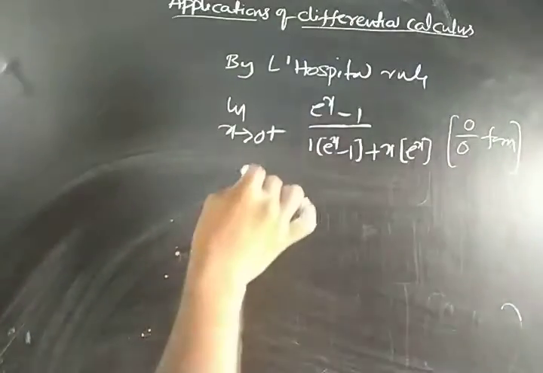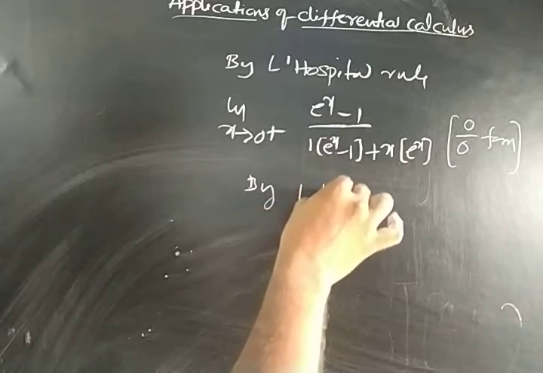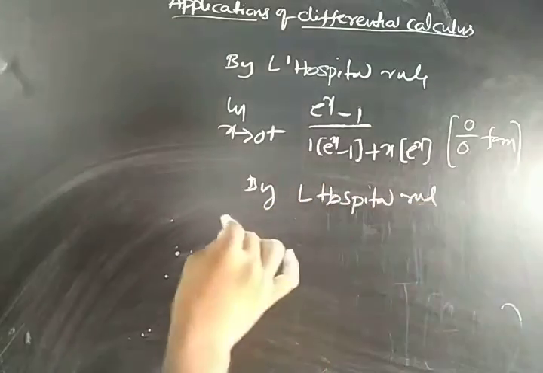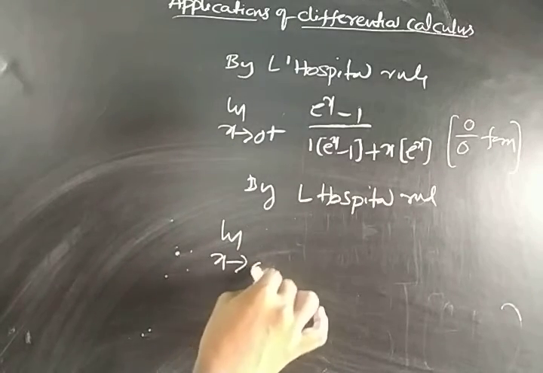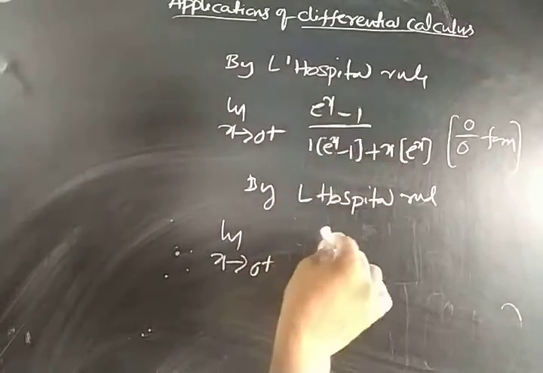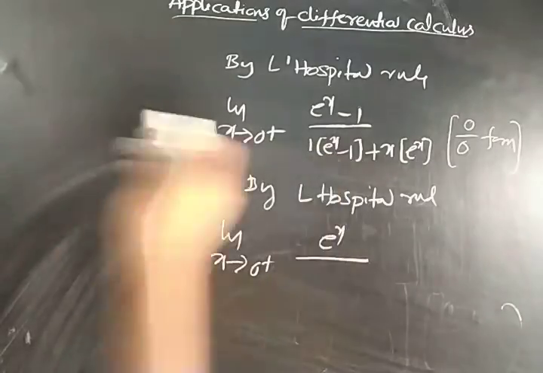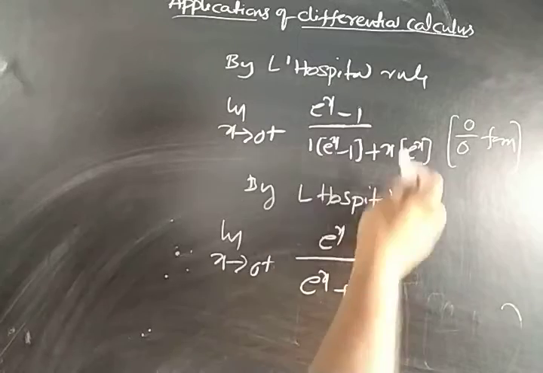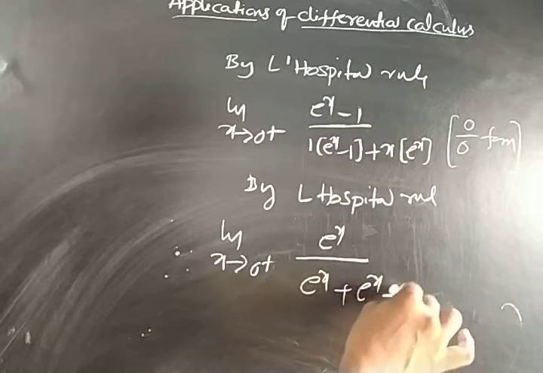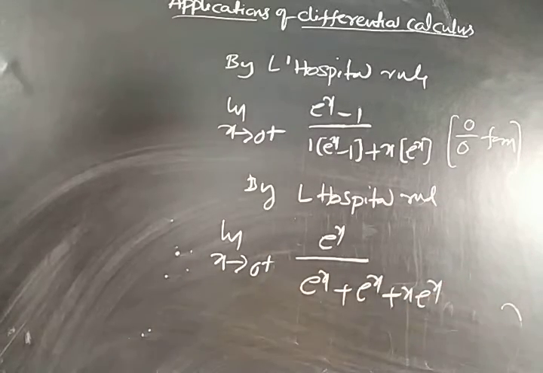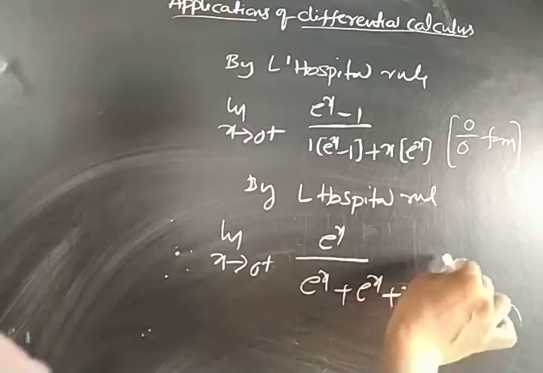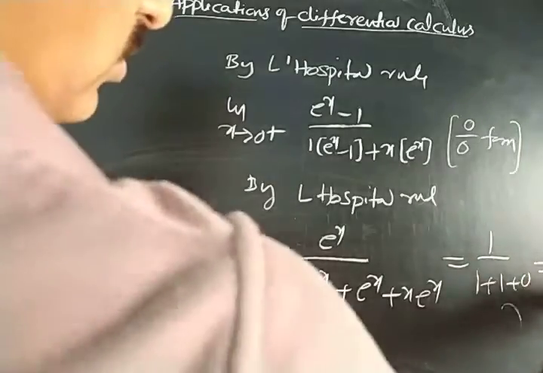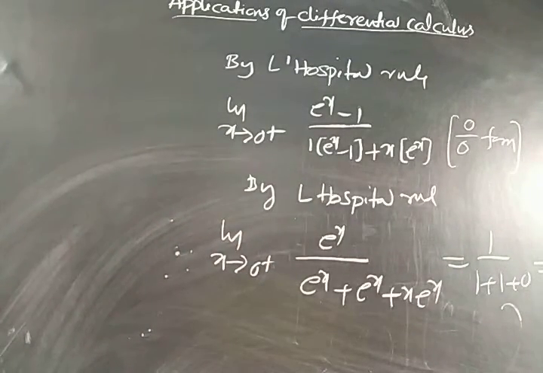0 by 0 again by L'Hospital rule. By L'Hospital rule, limit x tends to 0 plus, numerator e power x derivative e power x, 1 derivative 0, here u into v, x derivative 1, leave e power x, leave x, e power x derivative. Now substitute 0, 1 by 1 plus 1 plus 0, this is 1 by 2. 1 by 2 is the limit of the function.